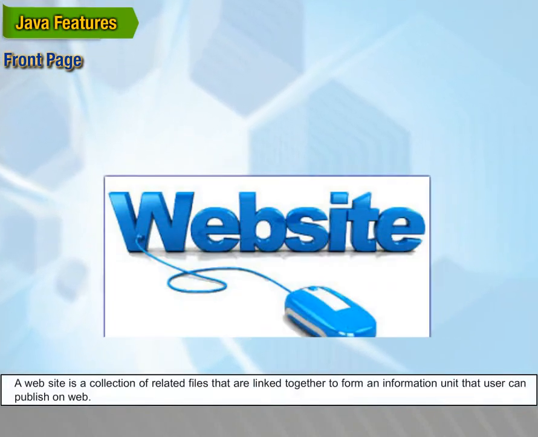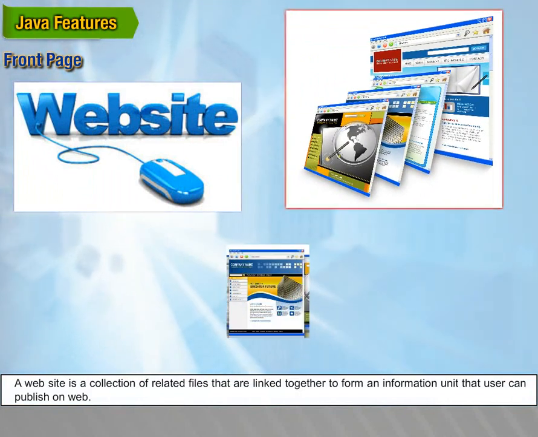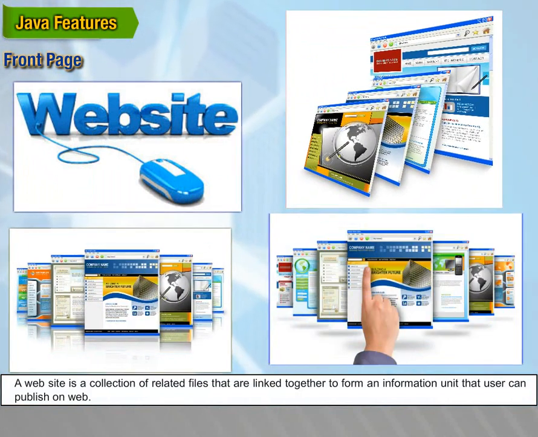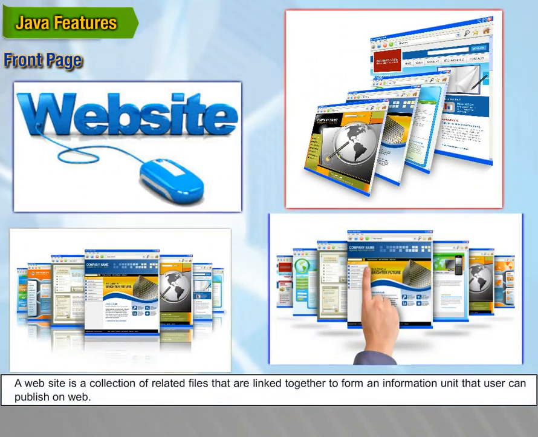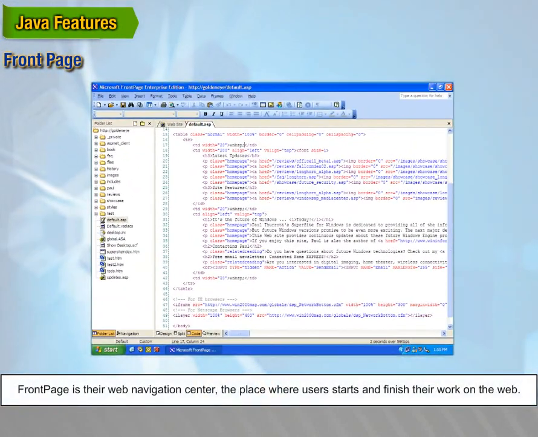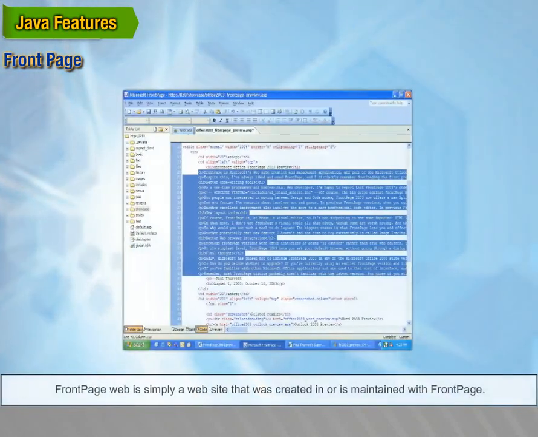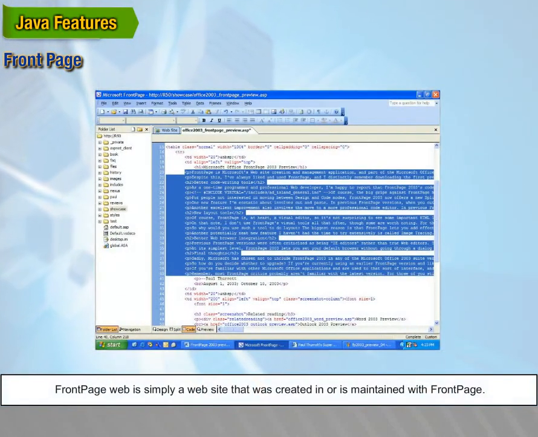A website is a collection of related files that are linked together to form an information unit that user can publish on web. Front Page is their web navigation center, the place where users start and finish their work on the web. Front Page web is simply a website that was created in or is maintained with Front Page.